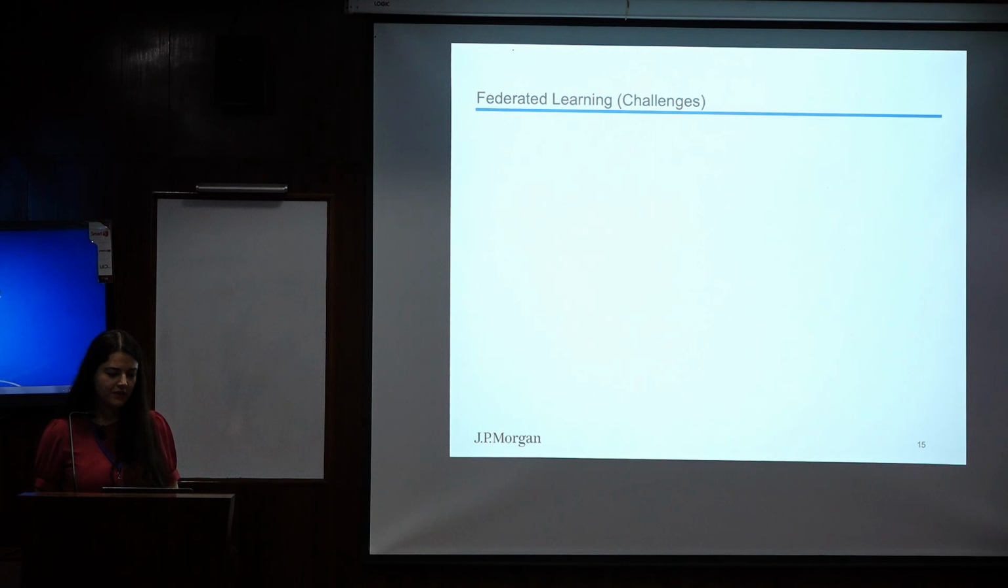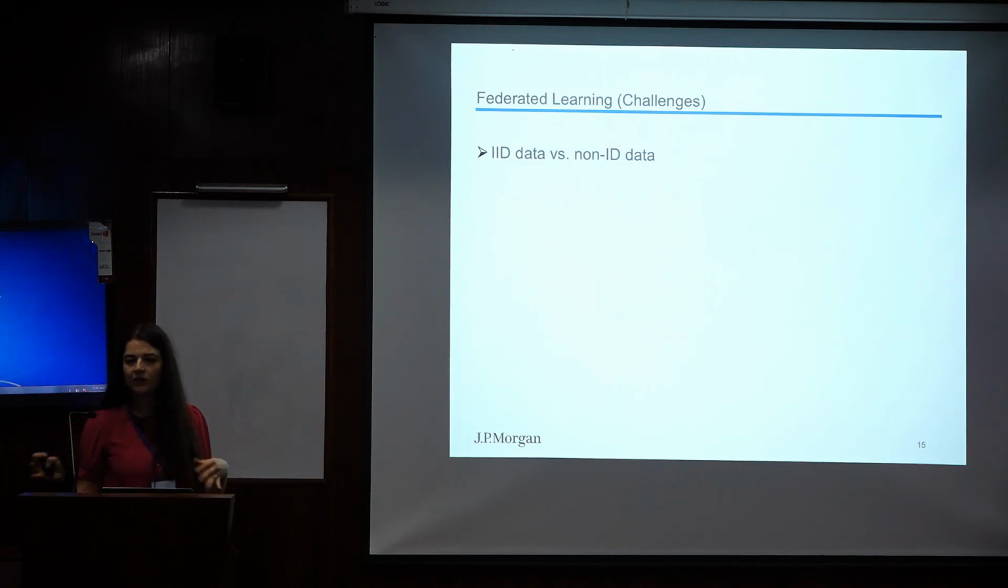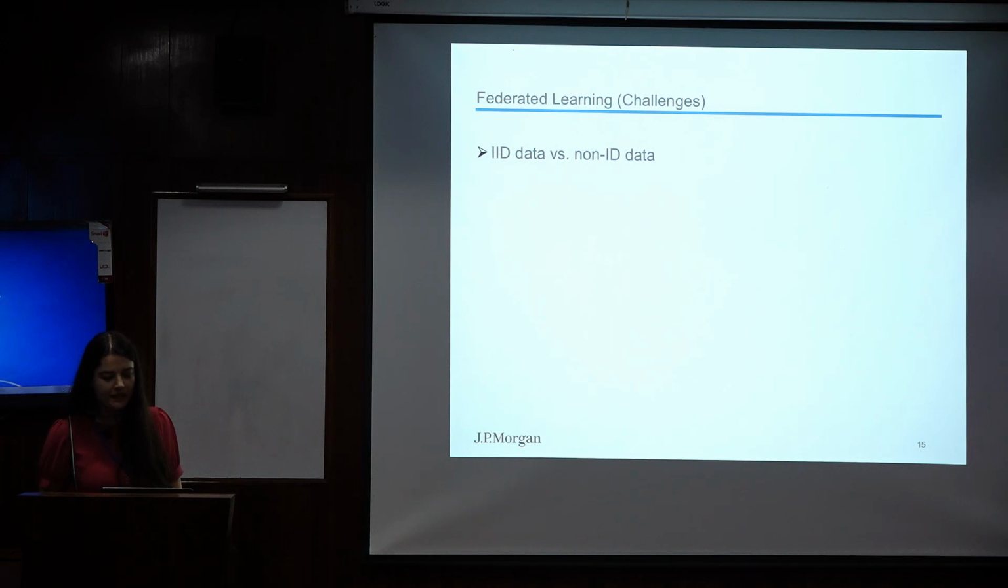Okay, so here I have some challenges. There's this big challenge about the data. If the data are identically distributed, then the model can converge faster. But in many cases, the data is not really identically distributed, okay? Maybe the phones in China follow a different distribution on the data from the phones in the US. So you can have these scenarios where the data is not the same.